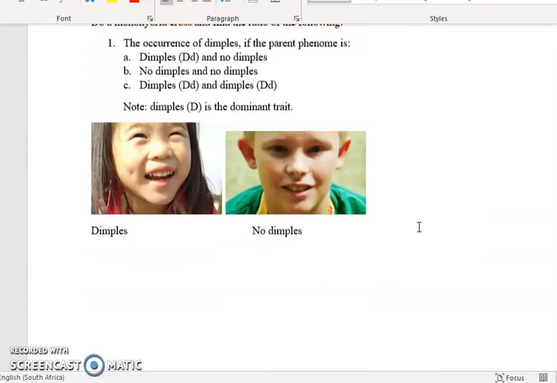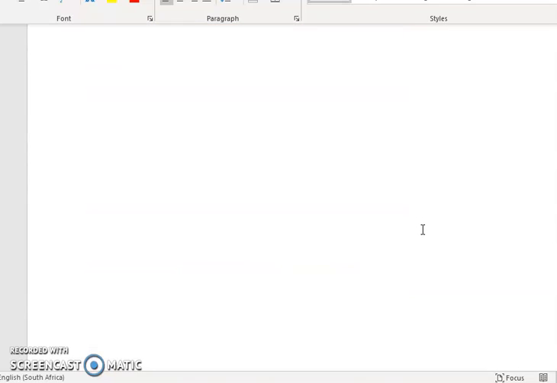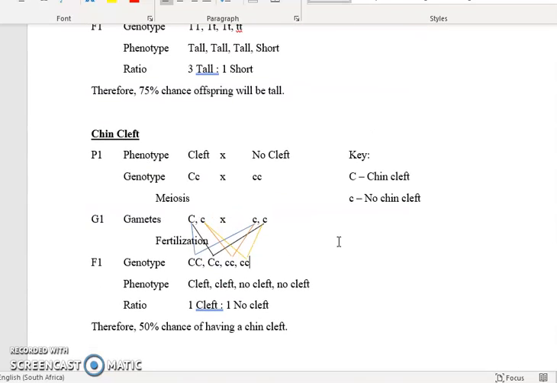There is a trend. I would have discussed it with you guys now, but then I want you guys to see it on your own when doing the monohybrid crosses on your own.